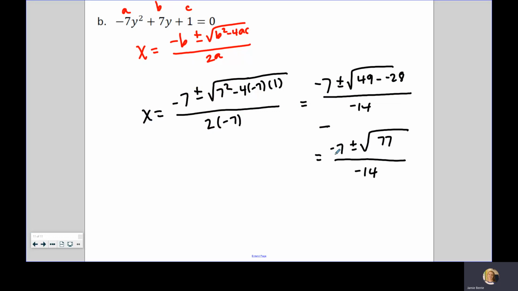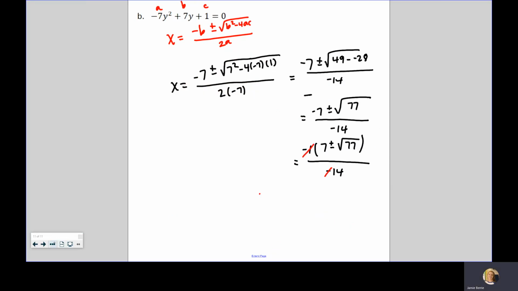I guess you could factor out a negative 1. I'm not sure if your homework wants you to do that, if they say that this is incorrect. You could pull a negative 1 out front. That would become 7. Again, this becomes a minus, this becomes a plus, so it's still plus or minus, over negative 14. So the negative 1 cancels with the negative here, and you're left with just 7 plus or minus square root of 77 over 14.